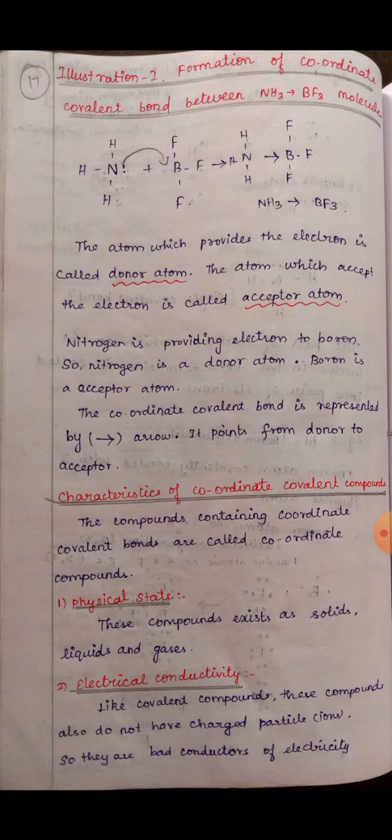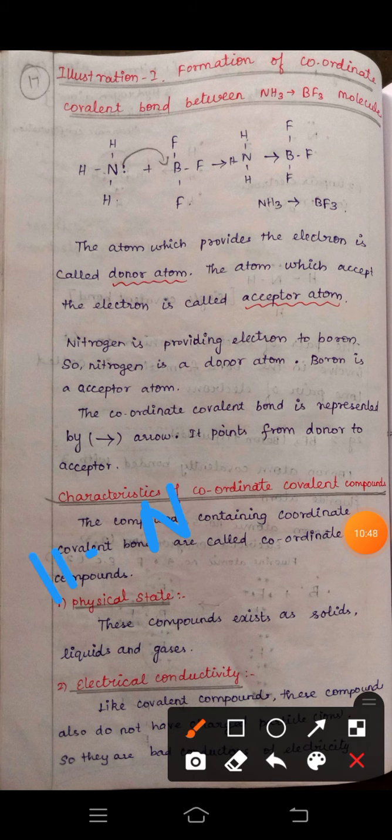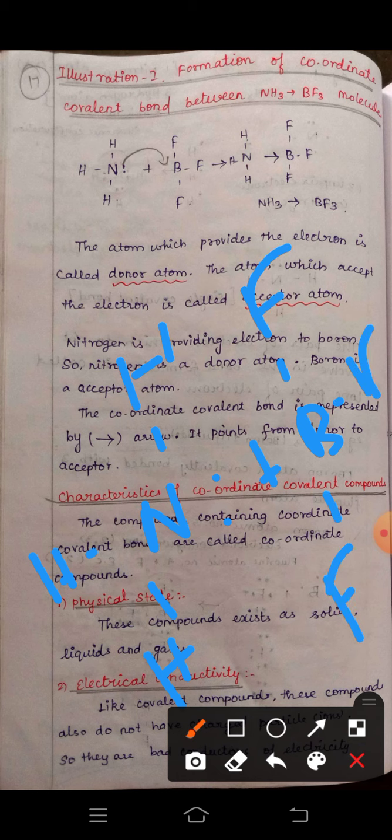Now let us see the coordinate covalent bond. Now we are combining an ammonia molecule and boron trifluoride in a coordinate covalent bond. Illustration 1, that is formation of coordinate covalent bond between NH3 and BF3 molecules. Now see here, NH3 we can represent by N bonded to H and H. It is having a lone pair of electrons, plus boron trifluoride. So BF3 shared three single pairs of electrons. So here we have three single bonds.